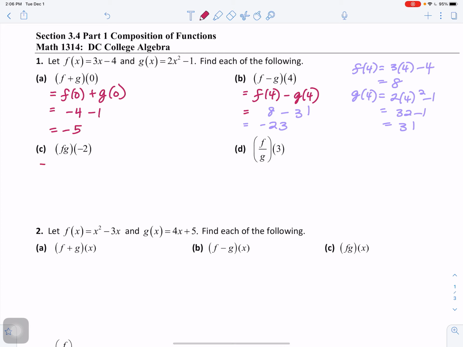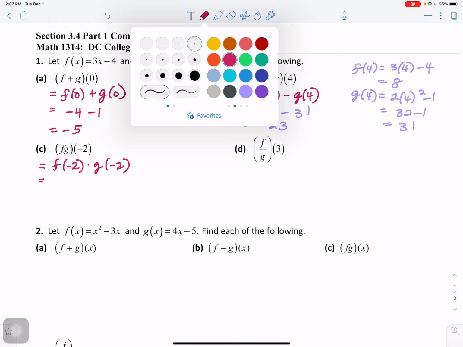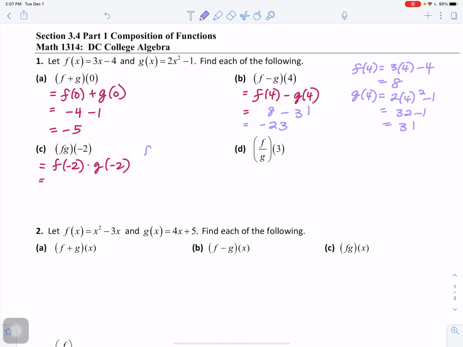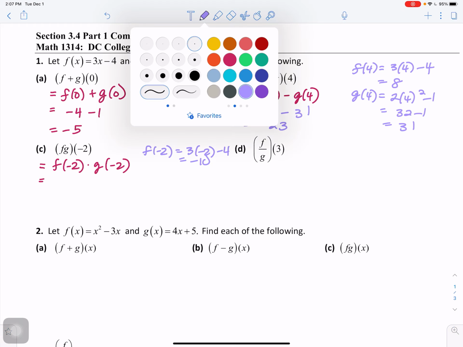Let's go to f g of negative 2. That's defined as f of negative 2 times g of negative 2. And so if you plug negative 2 into f of x, you get 3 times negative 2 minus 4, and that's a negative 10.